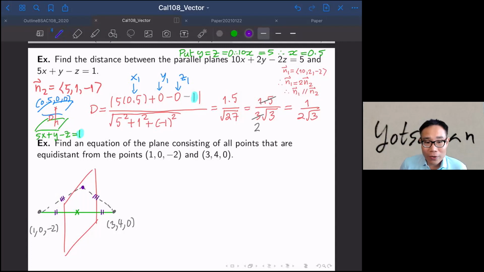So in order to obtain the plane, what do we need when we'd like to find the equation of the plane? The thing that we need is one point on the plane. Okay, so we need one point on the plane.